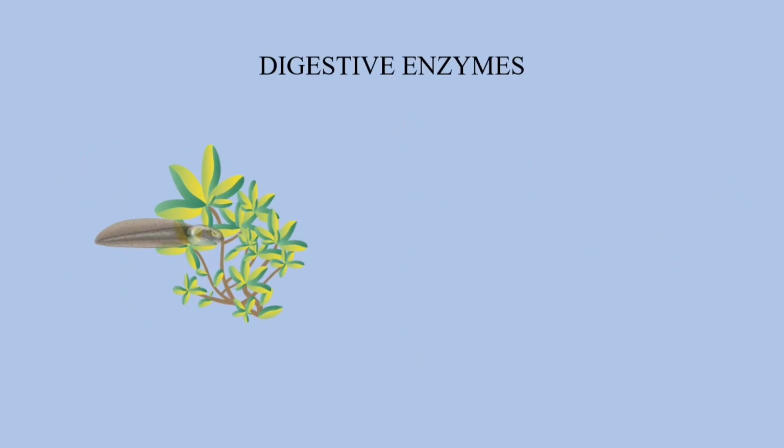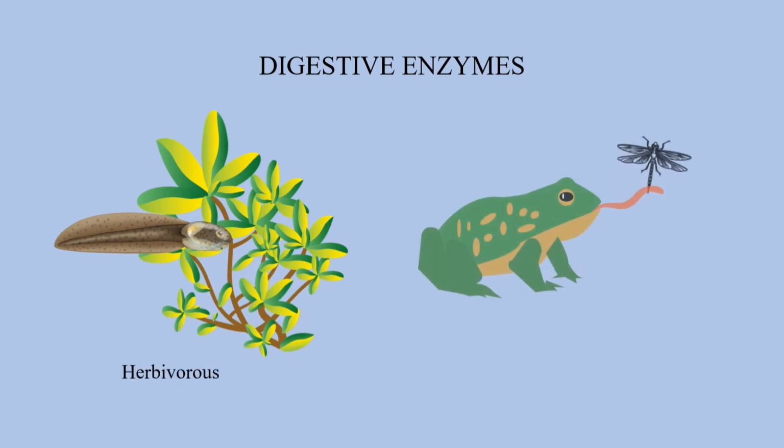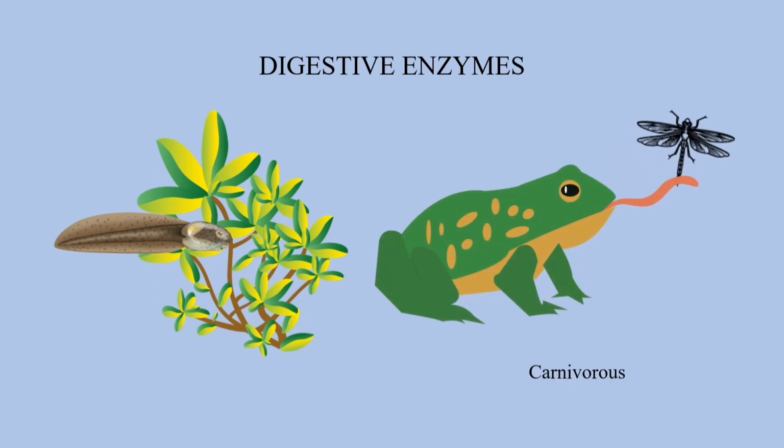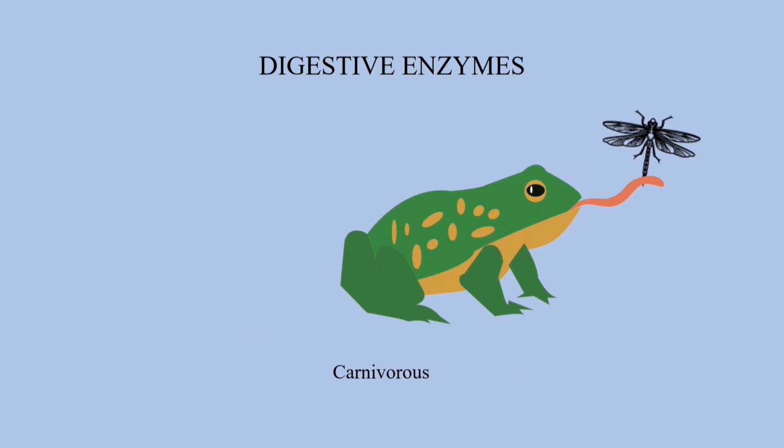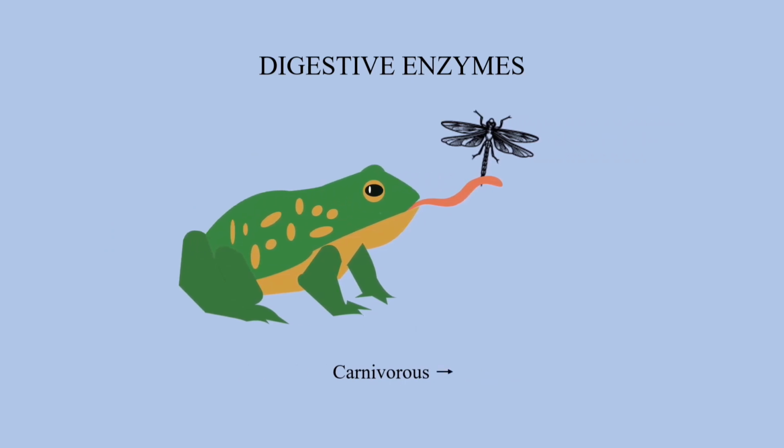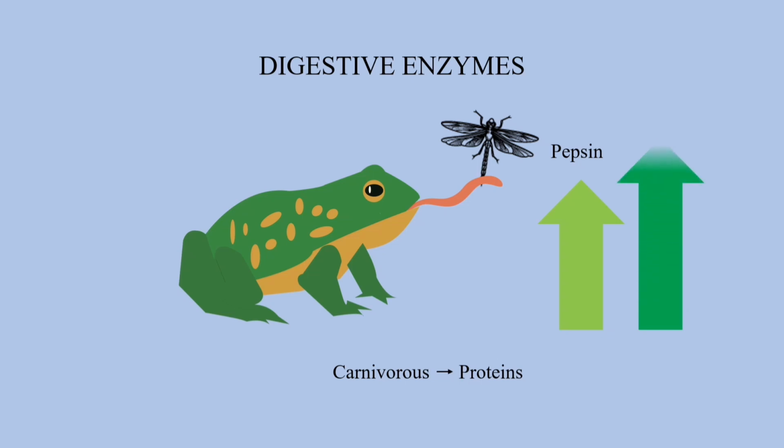Digestive enzymes. Tadpole is herbivorous and adult frog is carnivorous. The carnivorous diet contains more proteins. There is an enzymatic change to digest a high protein diet. There is an increase in the activity of pepsin and trypsin which digest proteins.